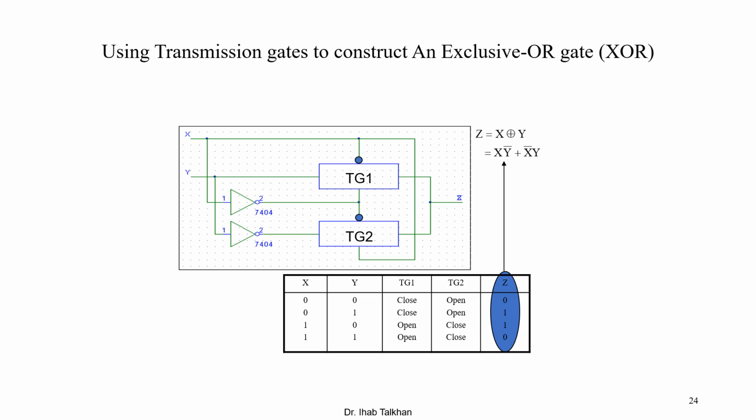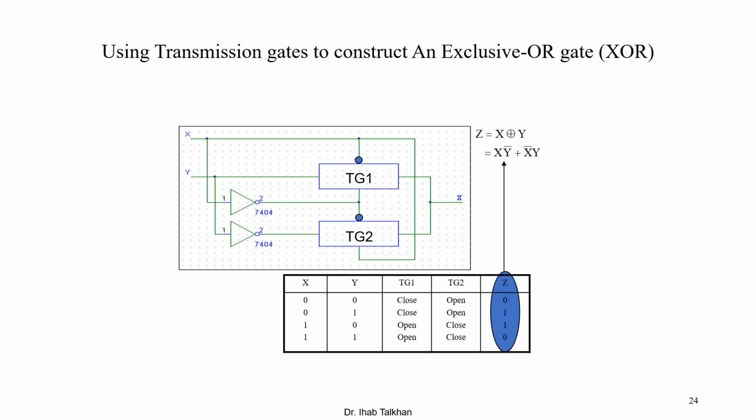Why is that? Because of the property of the XOR: whenever you have an odd number of ones, you will get 1. Whenever you have an even number of ones, you get 0. So this is the function of the XOR, and as written in the equation, Z equals X XOR Y, which equals X Y bar plus X bar Y. Okay, now I need to build this one with the switches.